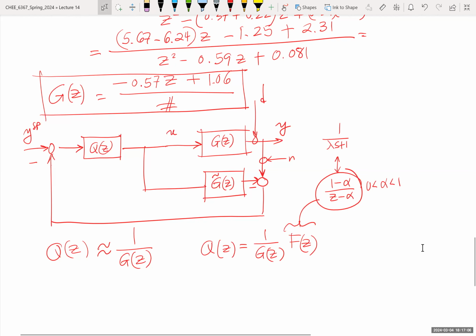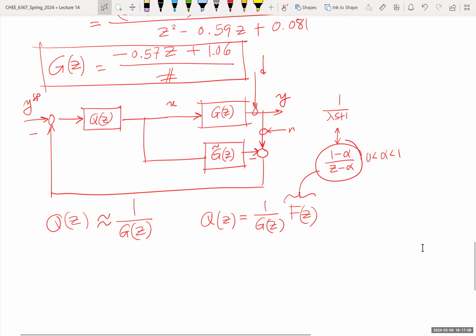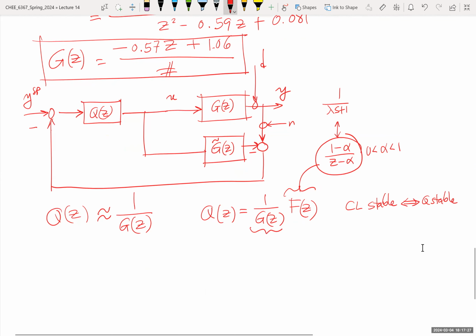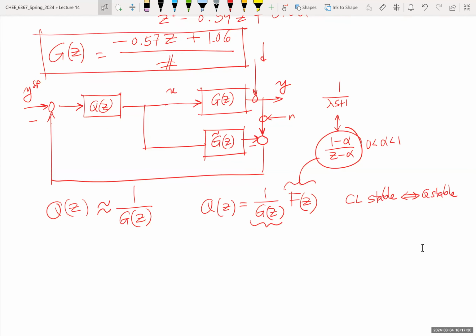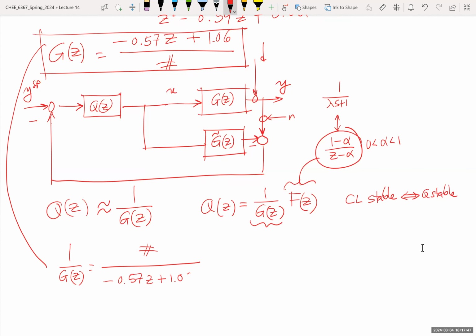Of course, what I learned in continuous time IMC is that the closed loop is stable if and only if Q is stable. The stability of Q is necessary and sufficient for the stability of the closed loop. Well, let's check. Is 1 over G of Z stable here? Well, this is my G of Z. So 1 over G of Z is what? It's this denominator, which now is in the numerator, divided by 0.57 z plus 1.06.